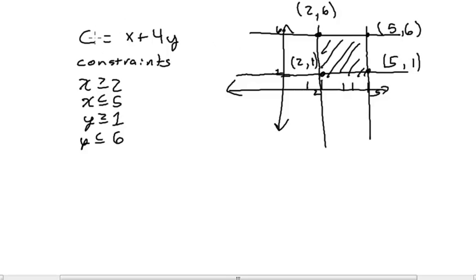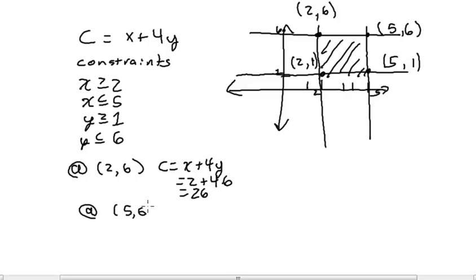Now we evaluate our objective function at each of these vertices. At (2, 6), c equals x plus 4y, or 2 plus 4 times 6, or 24 plus 2, which is 26.